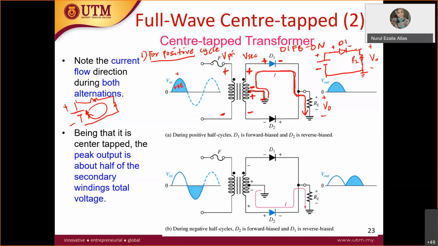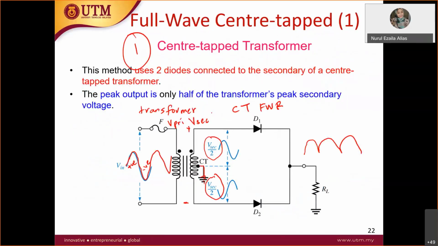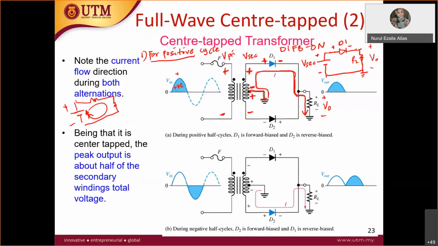Now it is simple. Why simple? You already know the KVL. What is the voltage here? V secondary. What is the voltage here? This is the center tap. From plus here to here is V secondary. Because we have ground in the center, you have V secondary over 2. So the voltage across here is actually V secondary over 2.